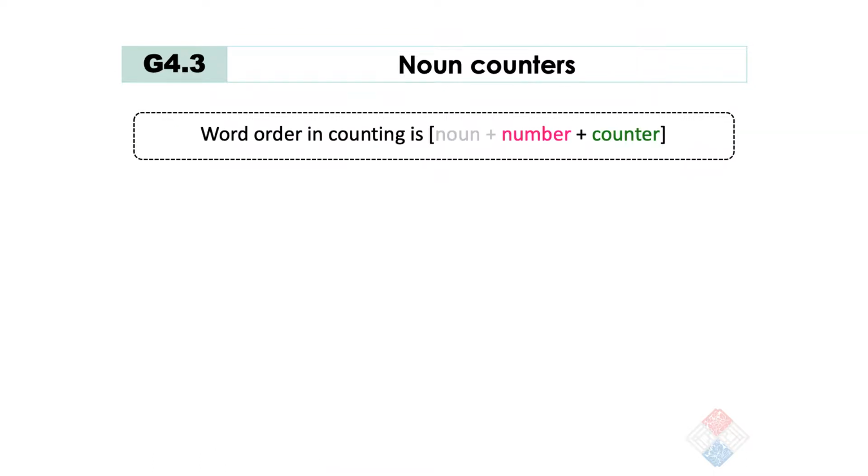Alright, and you should also remember the word order when you are counting something. You put noun first and then the number and the counter noun. So for example, this is 가방. You should say 가방 first, and then this is 1, so you should say 한, and then the 개 is a counter. 가방 한 개.